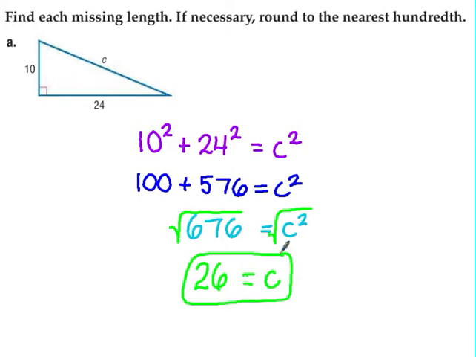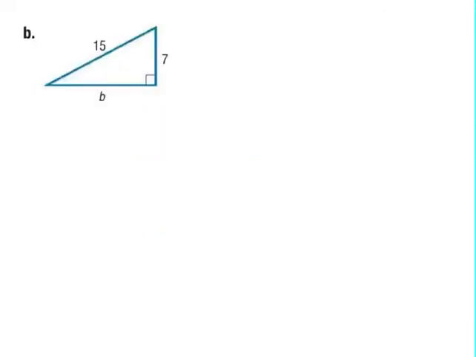Questions? Let's look at another one. Okay, here we go. I have B, 7, and 15. So what I want you to do is try and solve that equation. Now that one's a little different than the one we just got done looking at, but I still want you to try and see what you come up with.